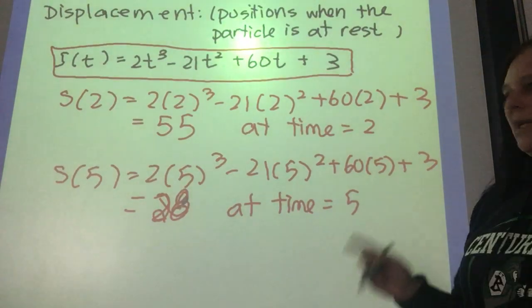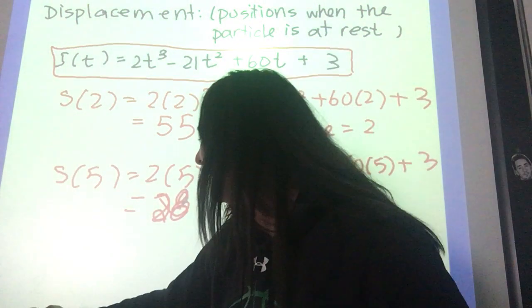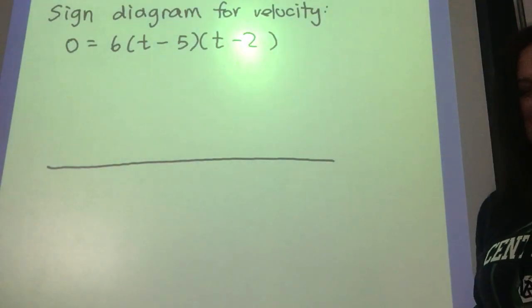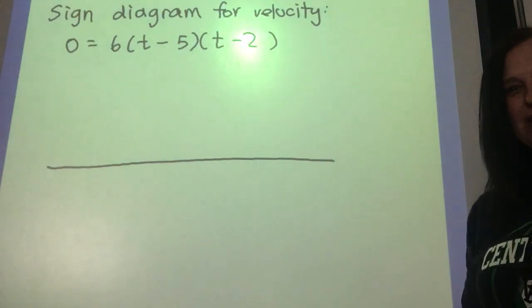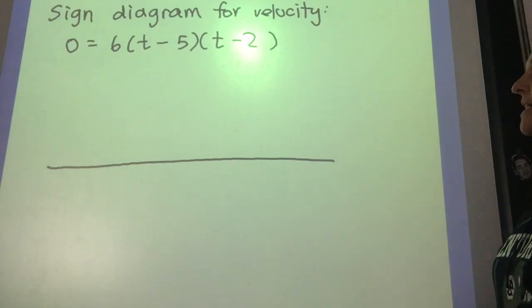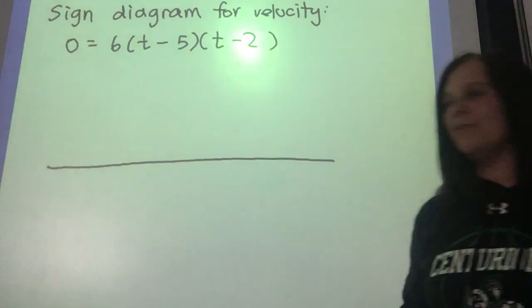Okay, what does that mean? Well, nothing quite yet. We're just doing the pieces at a time. We'll eventually put it all together in one diagram. So now we know where it stops, and now we know when it stops. Now we're going to put it together and do our sign diagram for velocity.